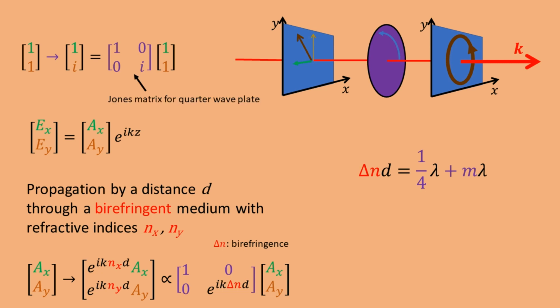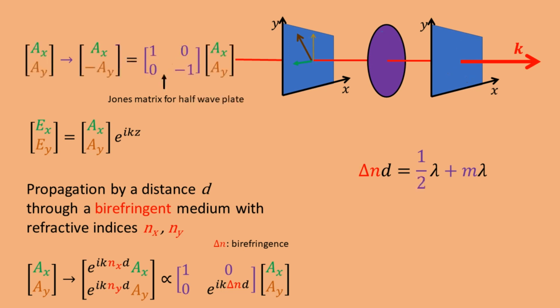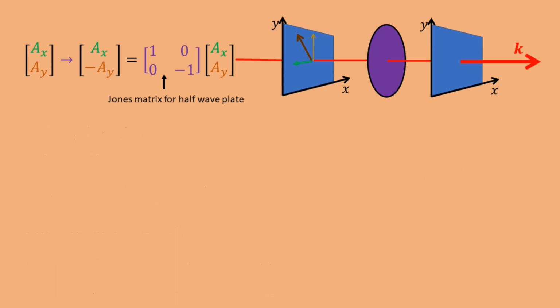Therefore, this optical component is called a quarter wave plate, and in principle it doesn't matter a lot whether it contains an i or a minus i. Similarly, by changing the requirement for Δn·d, we can also define a half-wave plate. Let's see what a half-wave plate does and what it might be used for.